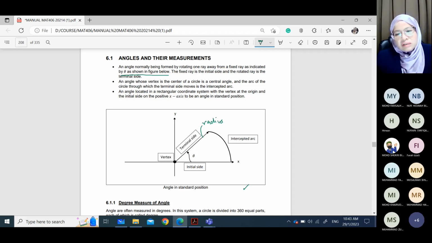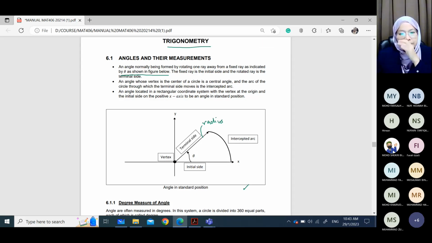Okay, so actually trigonometry is based on circle. So macam mana membentuk trigonometry? Dia adalah berdasarkan circle. So dalam circle kita ada radius dan juga ada angle. So angle ini kita panggil sebagai theta lah. Alright. So kalau kita tengok dalam nota ni, angles and their measurements.